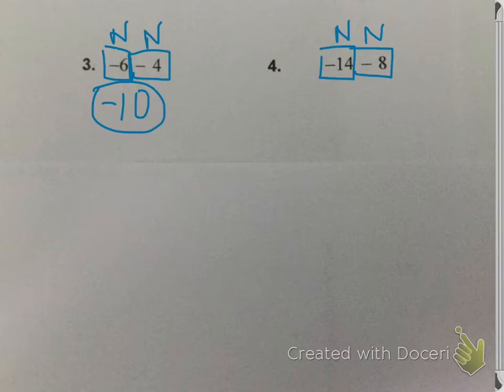Same signs or different? Well, they're both negative, so they are the same sign. Same signs, add. 14 plus 8 is 22. And which number is bigger, 14 or 8? 14's bigger, 14's negative, so that would be a -22.